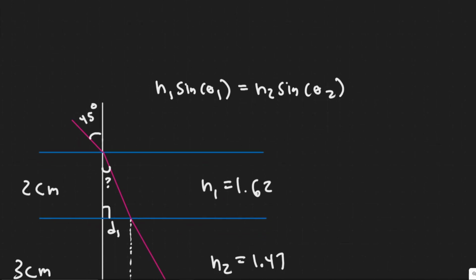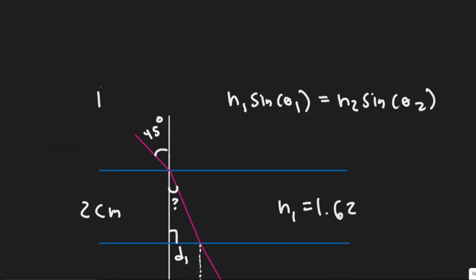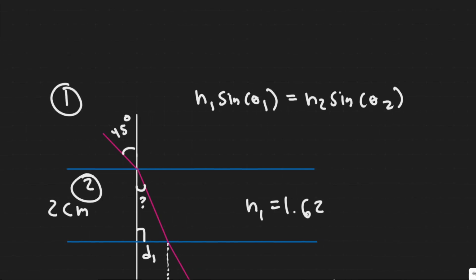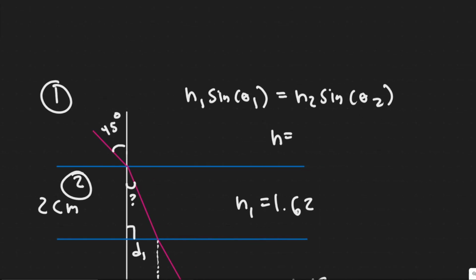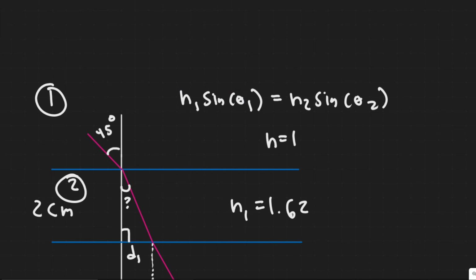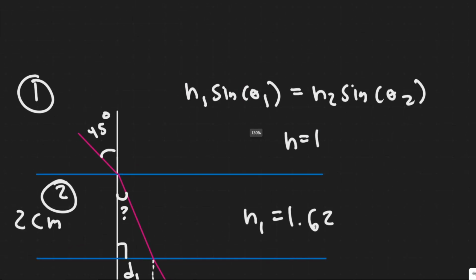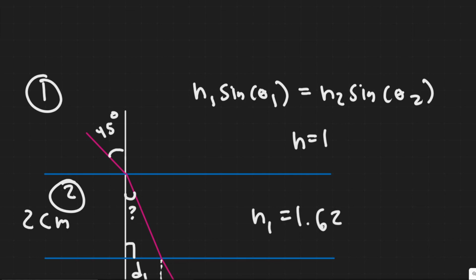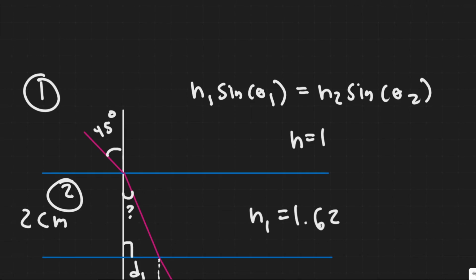n1 and n2 are your indices of refraction. n1 would be your initial, so we can call this 1, and this would be your 2. We're going to assume that it's coming from air, so n1 would just be equal to 1, because the index of refraction for air is just 1. Theta 1 is your angle of incidence, which is the angle your light beam makes to the normal, or this line right here. Normal means perpendicular to the surface it's going to be entering. So we know theta 1 is 45 degrees.